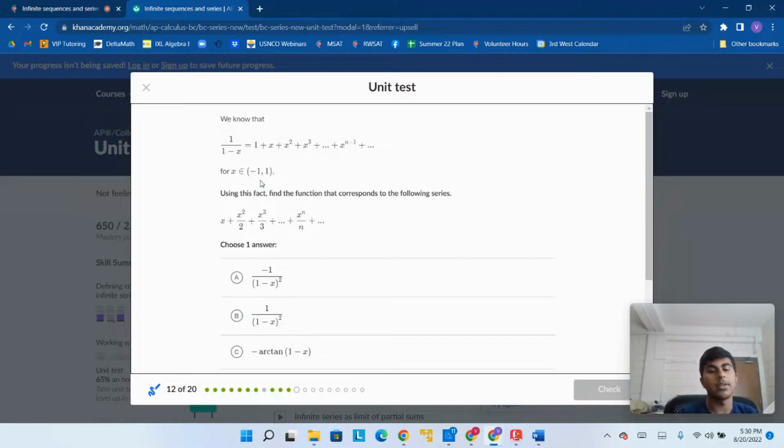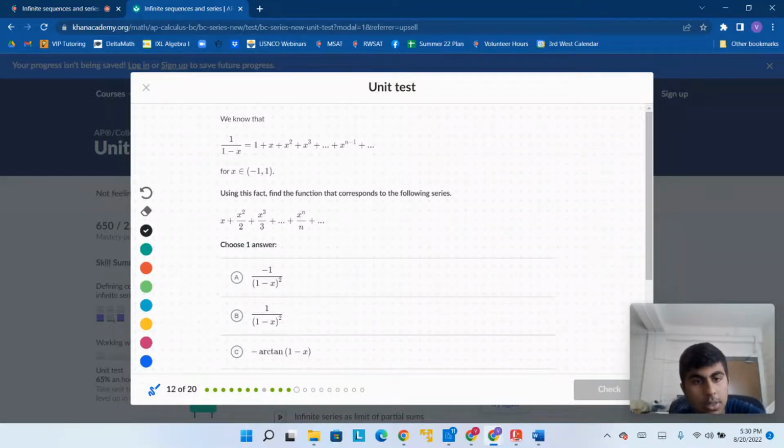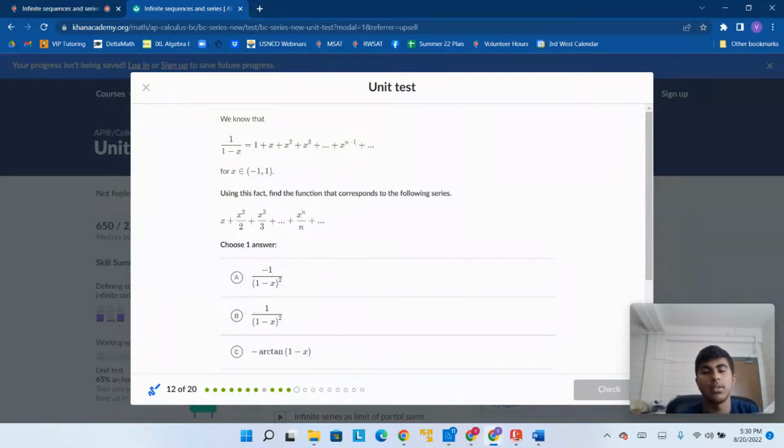All right, here we know that 1 over 1 minus x equals 1 plus x plus x squared plus x cubed, and on and on, because that x right there is going to be the geometric series. You have 1 minus something, and that something is the x, which gives the geometric series. Using that fact, we're trying to find a function that corresponds to the following series.